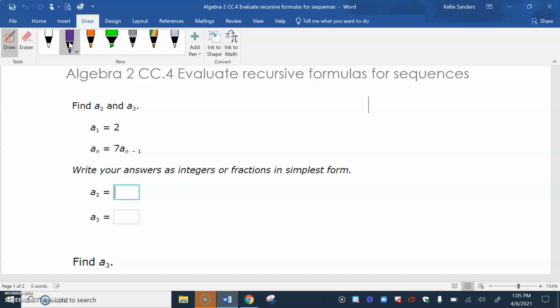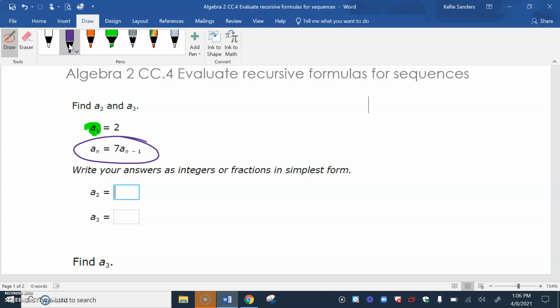Okay, so on this, how this is pronounced is A sub, S-U-B. It just means a subscript. A sub 1 is 2. And again, what that means is the first term is 2. And we want to find out A sub 2 and A sub 3. We want the second term and the third term if any term is using 7 times A sub n minus 1.